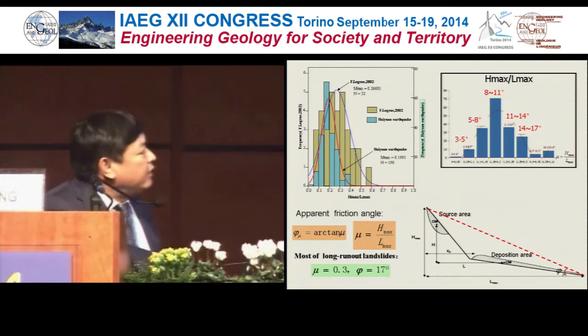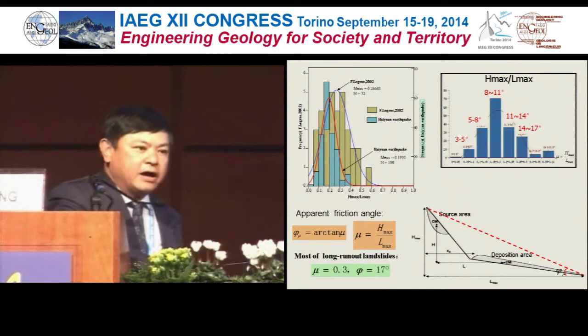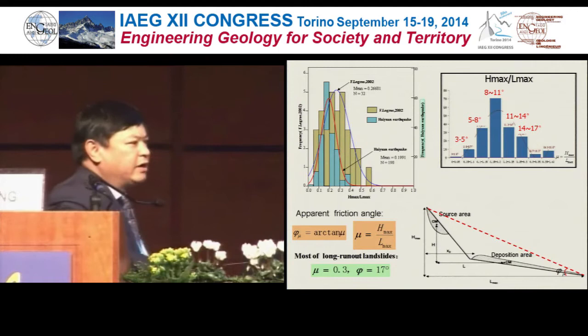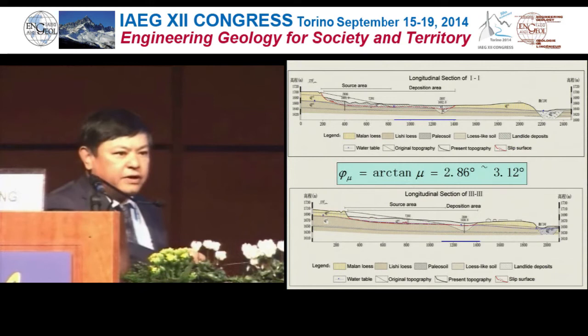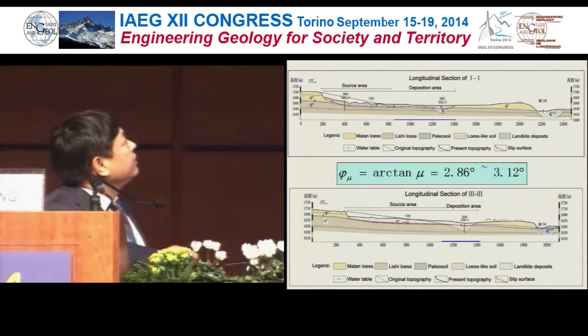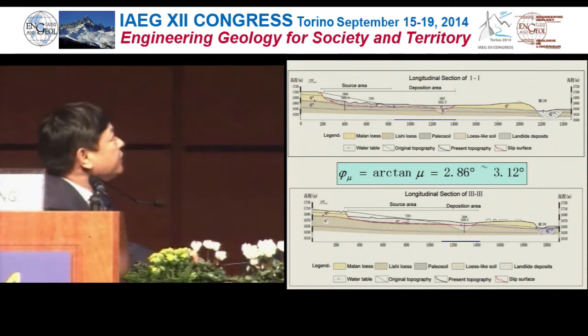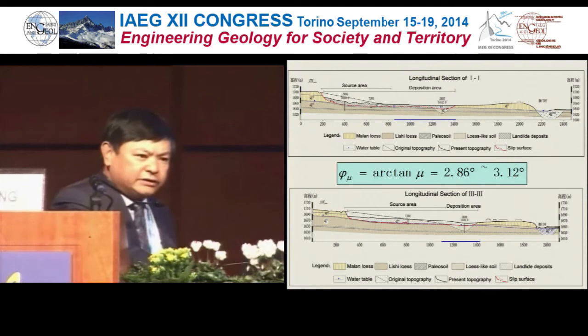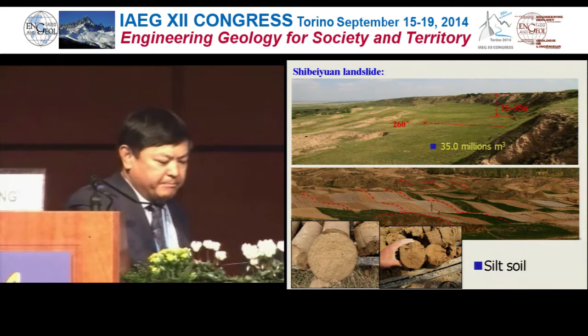Maybe this is because of high mobility of the loess landslide, but according to our observation, this is because the slip surface has a very low slip surface angle. You can say the slip angle is almost horizontal, or only several degrees. So the apparent friction angle is only about 3 degrees. And the run-out distance is not so long, it's 550 meters. So it's not high mobility.